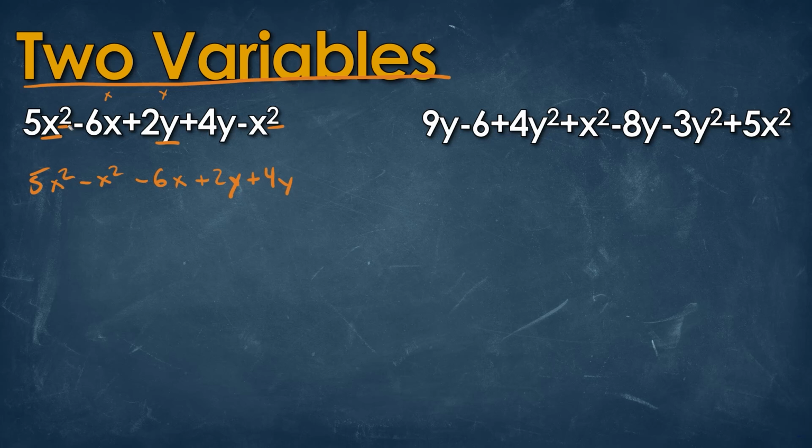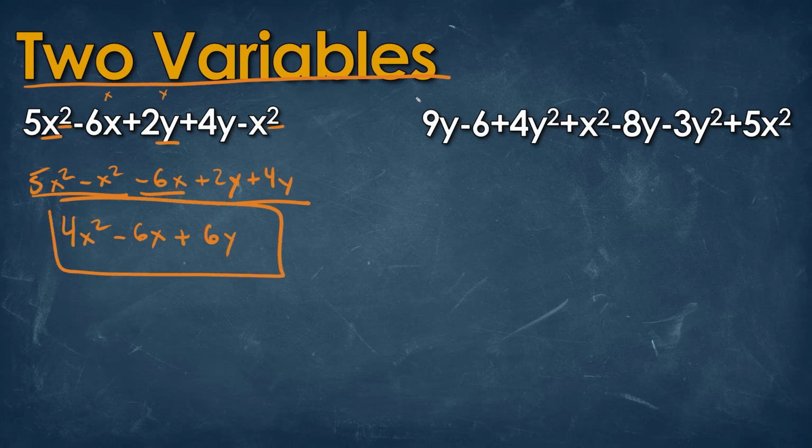Now again, we always have our x squared first, or whatever value has the highest exponent is always going to be on the left-hand side. And then what we're going to do is add those together or subtract them. So we have 4x squared. Then it looks like we have a single -6x. Then we have a 2y plus a 4y, which will give us 6y. And this will be our final answer.